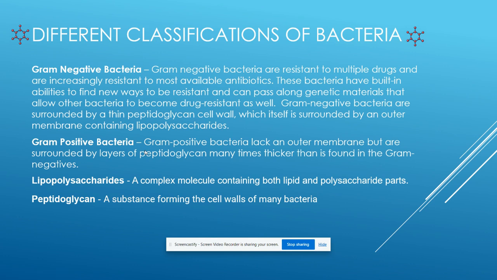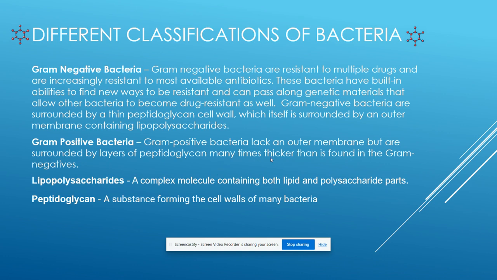There's one major difference in classification of bacteria: gram-negative and gram-positive. Gram-negative bacteria are resistant to multiple drugs and are increasingly resistant to most available antibiotics. This is due to an outer membrane that your gram-negative bacteria have that your gram-positive bacteria do not have. What gram-positive bacteria do have is a very thick outer cell wall made of a compound called peptidoglycan, and that layer is much thicker in your gram-positive bacteria compared to your gram-negative.